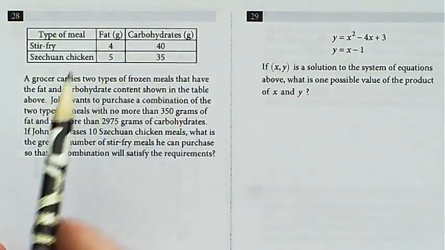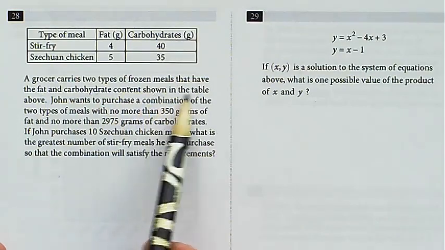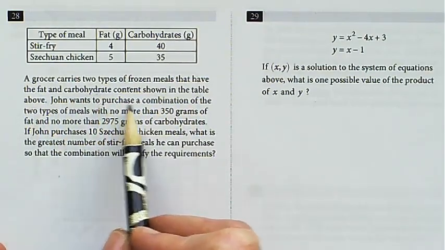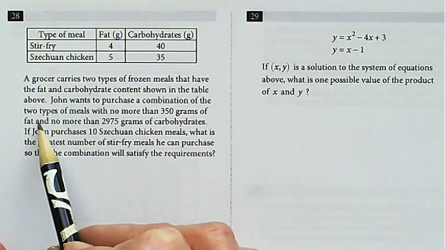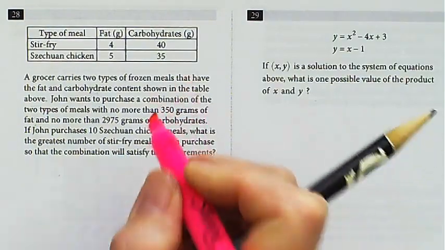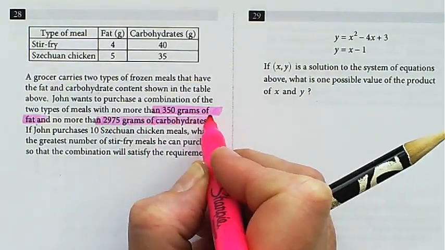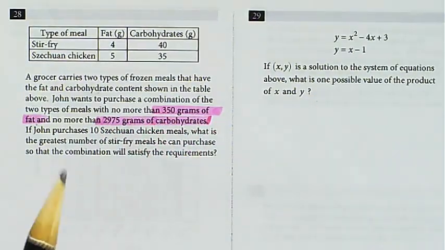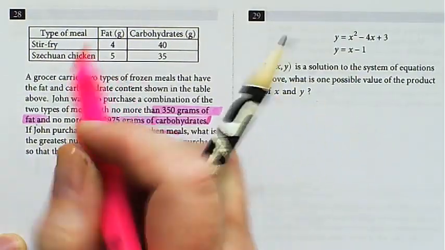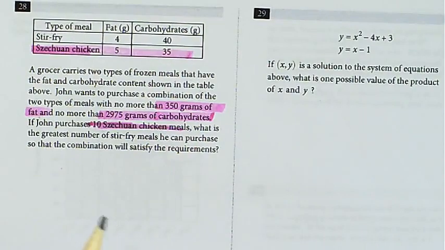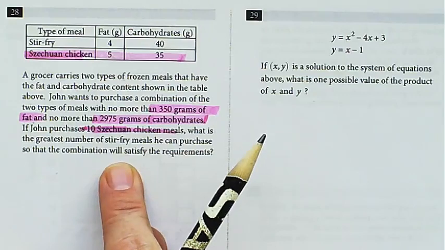with something when you could have gotten this one right. A grocer carries 2 types of frozen meals that have fat and carbs content shown in the table above. John wants to purchase a combination of the 2 types of meals with no more than 350 grams of fat and no more than 2,975 grams of carbs. If he purchases 10, okay, he's going to get 10 of these, 10 of these. What's the greatest number of stir-fry meals he can purchase so that his combination will satisfy the requirements?